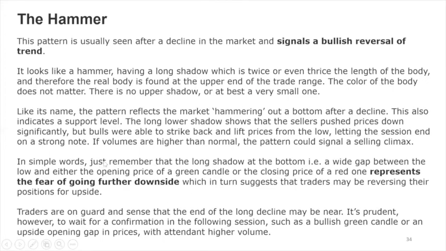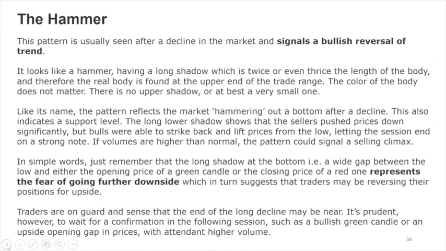Okay, so in simple words, just remember the long shadow is a wide gap between the low and either the opening price or the closing price, representing fear of further downside, which in turn suggests traders may be reversing their position for the upside. Traders are gaining sense that the end of the long decline may be near. It is prudent, however, to wait for confirmation in the following session, such as a bullish green candle or an upside gapping price with attended volume.